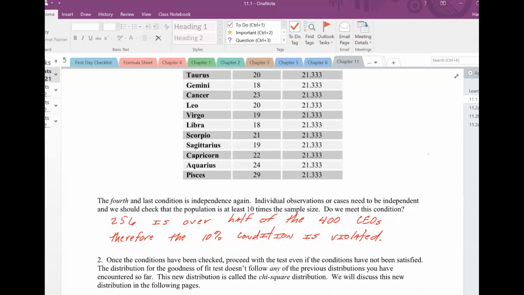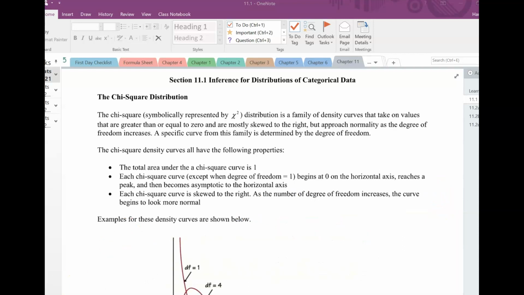But as always, once you've commented on the conditions, you're still going to proceed with the test even if they're not satisfied. And what we're going to look at, the distribution for the goodness of fit test, doesn't follow any of the previous distributions that we've encountered so far. The new distribution is called the chi-square distribution. So that's what we're going to take a look at. Go ahead and scroll to the next page.